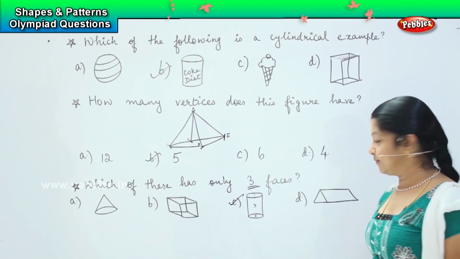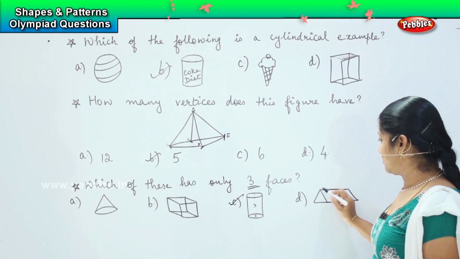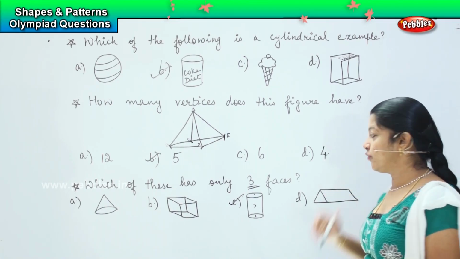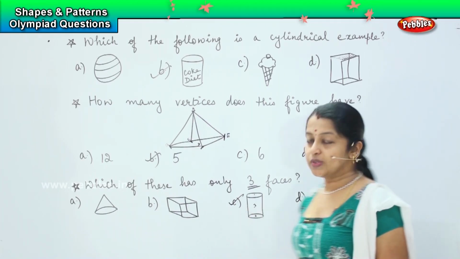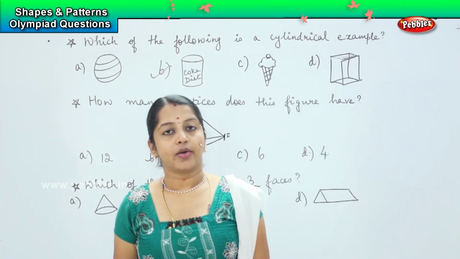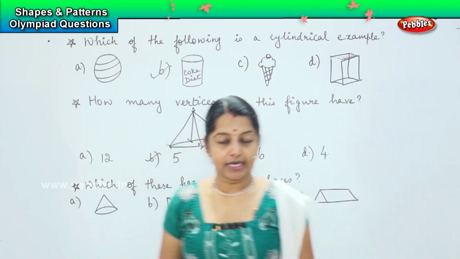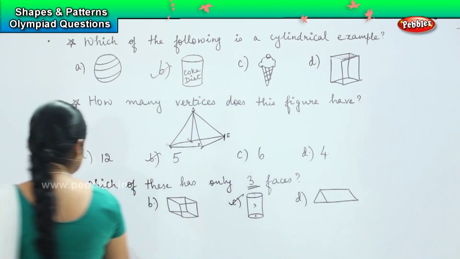Shall we count this one? It's 1, 2. It has got only 2 flat faces. So option C, cylinder, is the right one. Clear? Shall we move to the next one? Here is your next question.